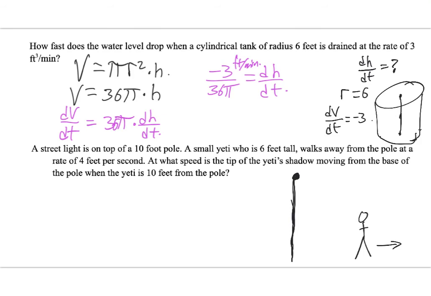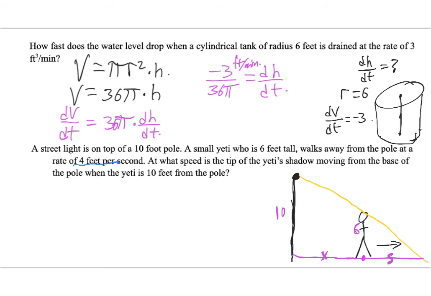The trick is that the light here is going to cause a couple of weird lengths to happen. We're going to have a length going from the light pole to the Yeti. I'm going to call this X. And then we're going to have a length of the shadow. I'm going to call that S for shadow. The height of this is not going to change, so that's going to be 10. The height of my Yeti is not going to change either. That's going to be 6. Cool.